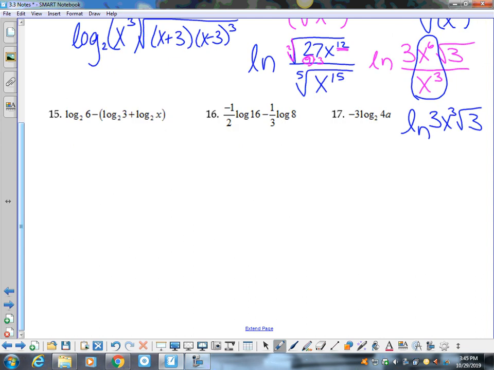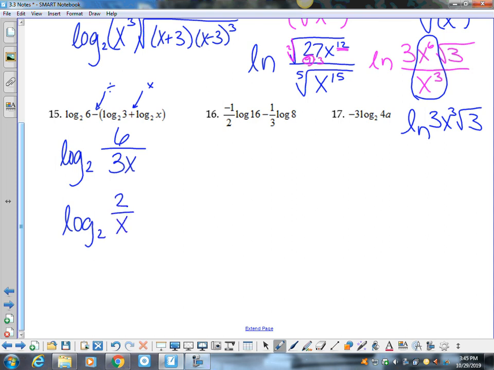Okay, number 15. Division, multiplication. So this is log base 2 of 6 over 3x. Well, that can reduce. Log base 2 of 2 over x. Reduce the 6 and the 3 and leave the x alone. You cannot do the log base 2 of 2 here. Like, you can't make that a 1 because it's over x. You can only do this trick when there's just a log base 2 of 2.